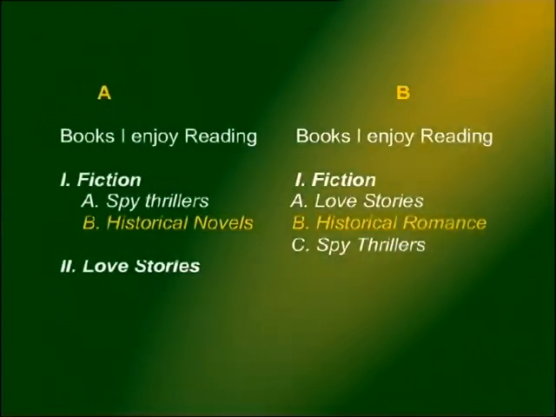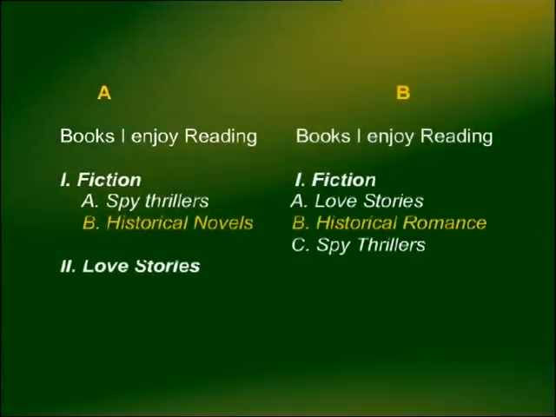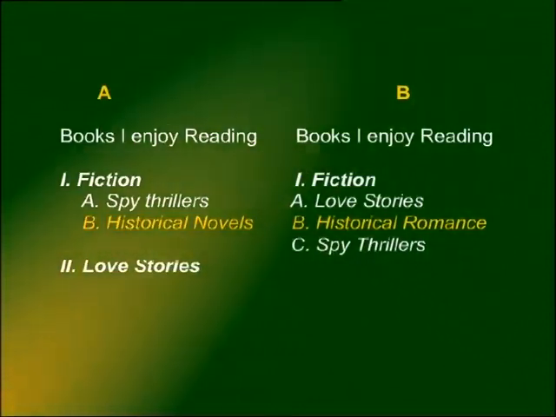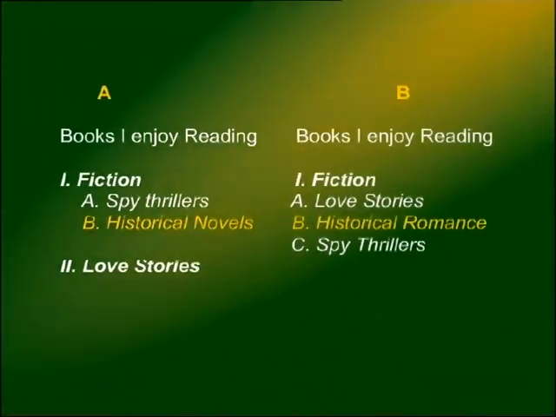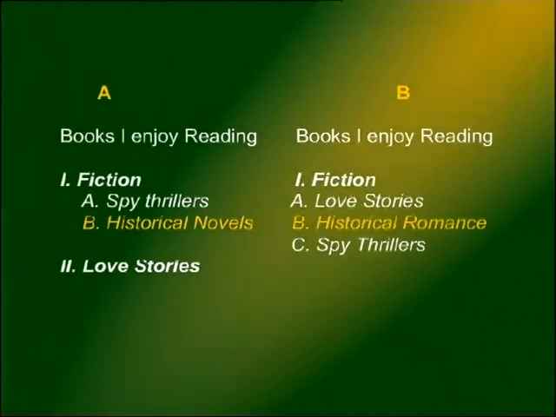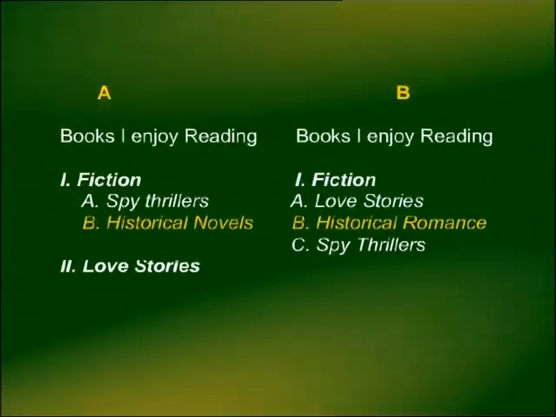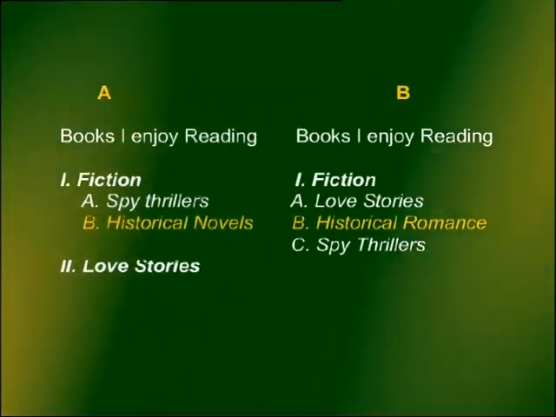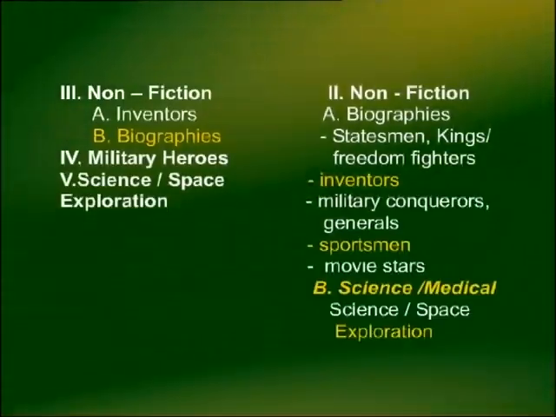Now if you look at the list, the same topics, but notice the way they are organized in the second list. There are two main categories, 1 and 2. Notice in the first one there were 1, 2, 3, 4, 5. And in the second one you find that under one heading, fiction, there are 3 subtopics: love stories, historical romances, and the third one is spy thrillers. They all come under fiction.